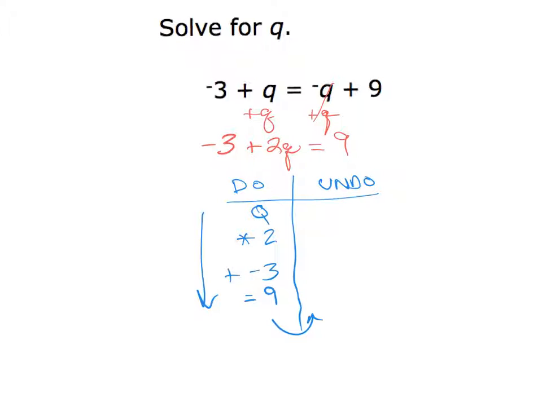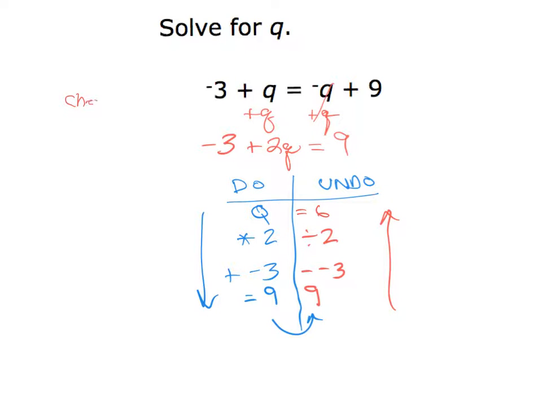So now, let's go backwards. Start at 9. Instead of adding a negative 3, I'm going to subtract a negative 3. Instead of multiplying times 2, I am going to divide by 2. If I do my math here, 9 minus a negative 3 is really the same as 9 plus 3, so that's 12. 12 divided by 2 equals 6.